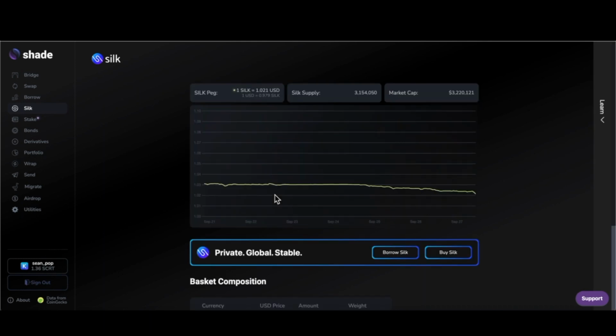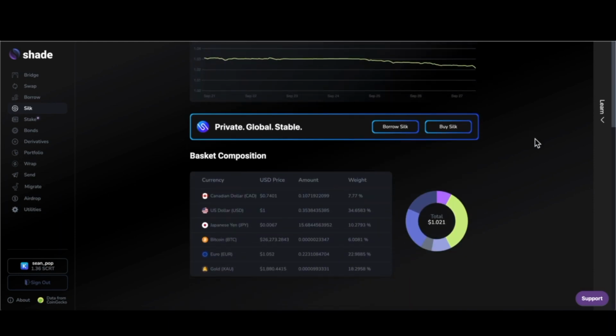You can see the peg, the total supply of Silk, and then the basket composition. This might seem a little bit foreign because unlike most stablecoins, Silk does not track the value of the US dollar. It's not meant to sit at 1.00 at a dollar. It's beyond the scope of this video, but there's actually a lot of unacknowledged risk in such an approach, what could be called a single fiat pegged stablecoin.